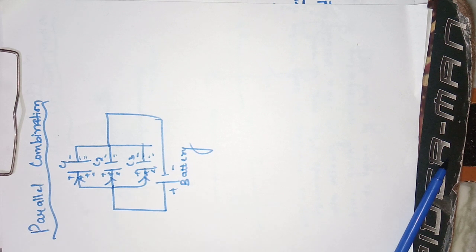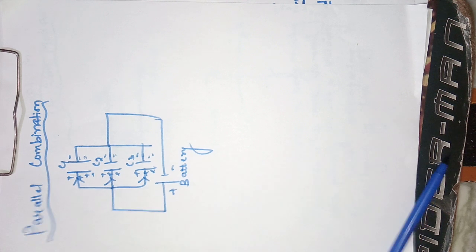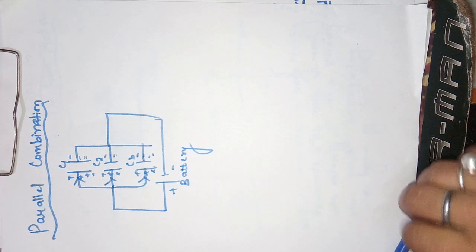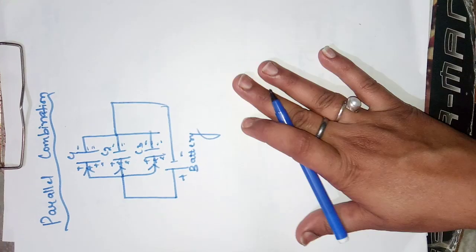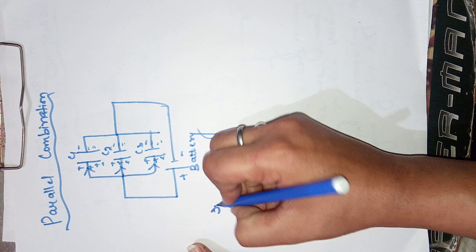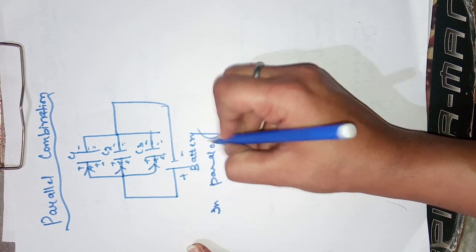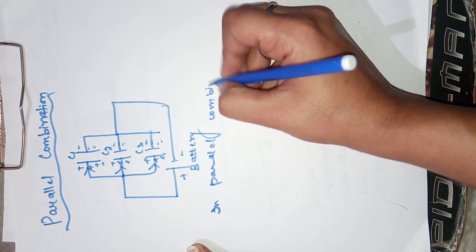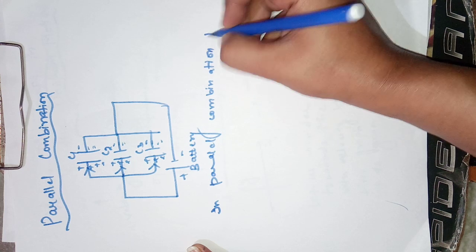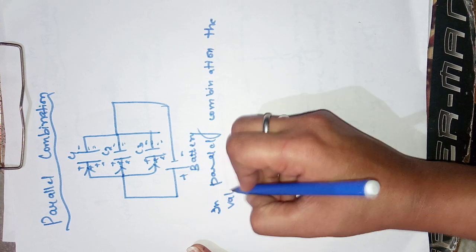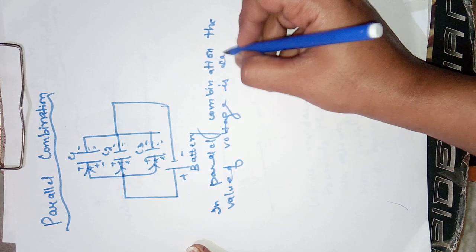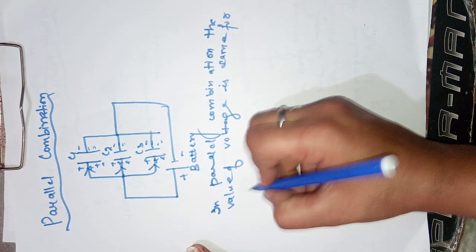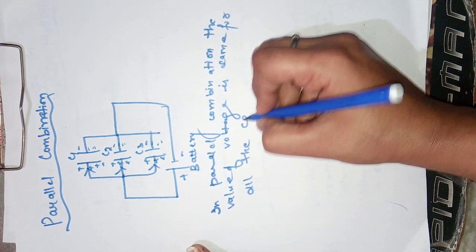There is no need of writing this simple thing. You have just drawn a very simple, very indicative diagram. That's enough. Another very important thing in the parallel combination is that in parallel combination, the value of voltage is the same for all the capacitors.